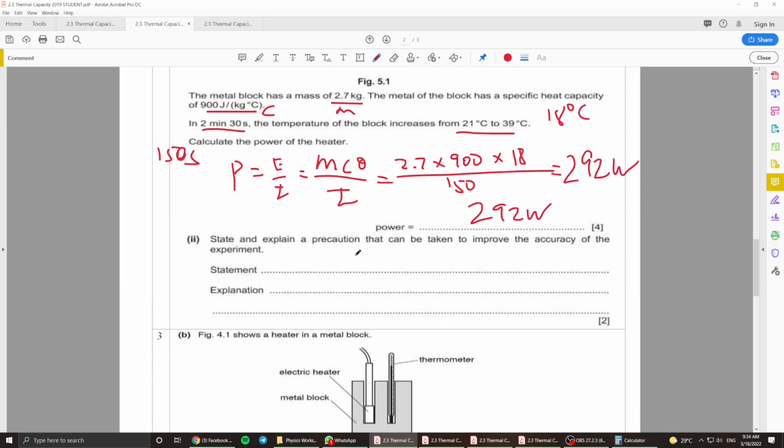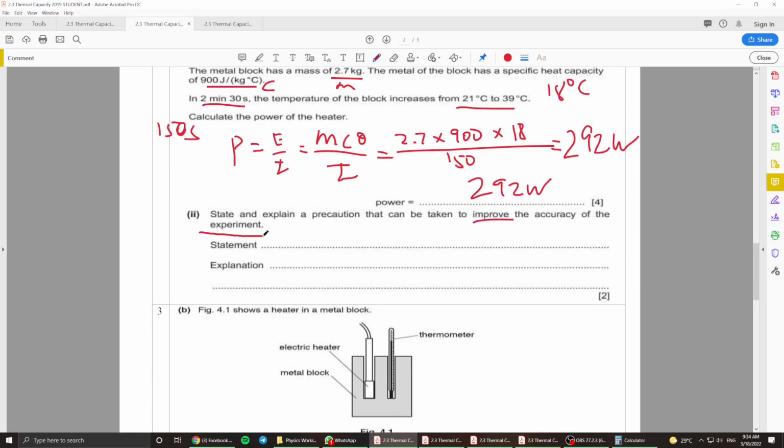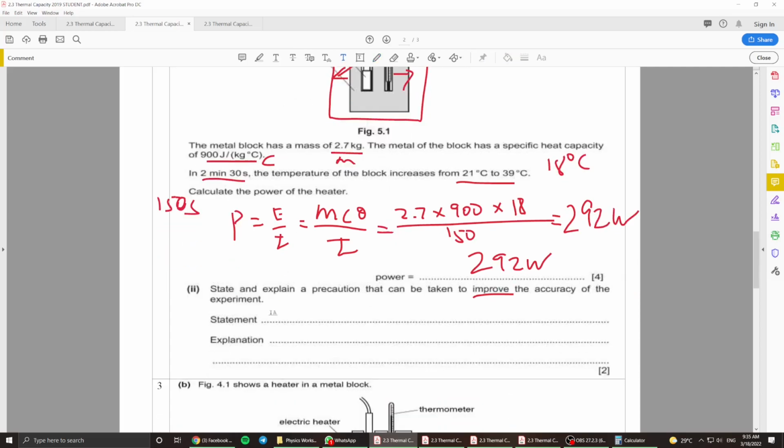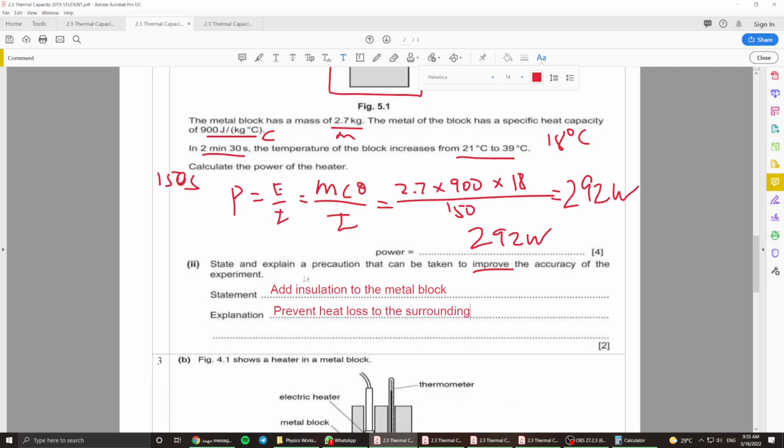State and explain a precaution that can be taken to improve the accuracy of this experiment here. Now, whenever we're talking about all these improvements, it's basically to prevent heat loss from the block, right? So it's always to add another layer of insulation so that heat is prevented from being lost to the surrounding. Your statement is to add insulation to the metal block, and your explanation is to prevent heat loss to the surrounding. Okay, that's how you get your 2 marks here.